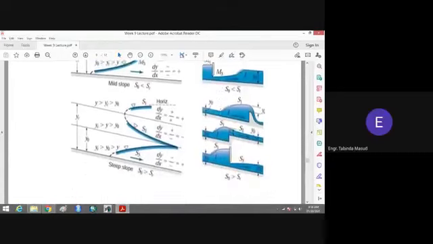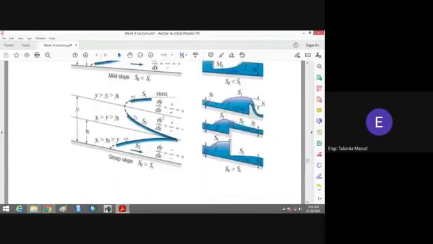Similarly, if you look at the steep slope, we have a backwater curve, and then a drawdown curve, and then a backwater curve. But here you can see that this is a critical depth line. So the backwater curve and the drawdown curve are perpendicular to the critical depth line, and here you can see that they are tangent to the normal depth line. Okay, and these are the practical examples of the steep slope.